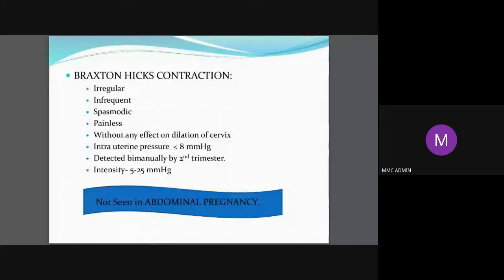And some of the characteristic features, you can see in the slide. The intrauterine pressure is less than 8 millimeters. This and all you don't have to remember much, but just remember what this actually is. This is again a physiological contraction.